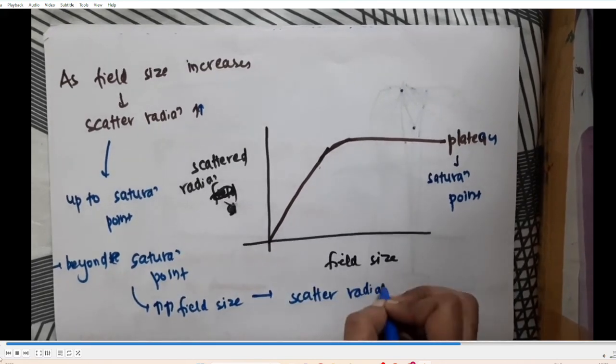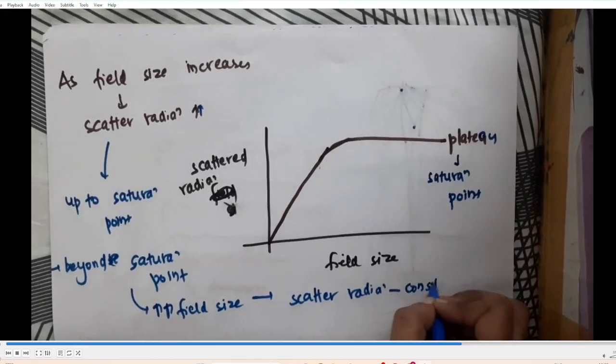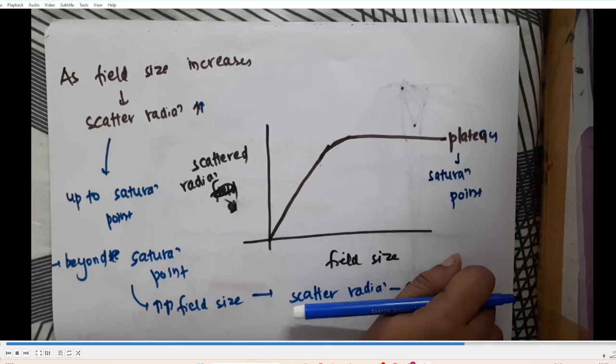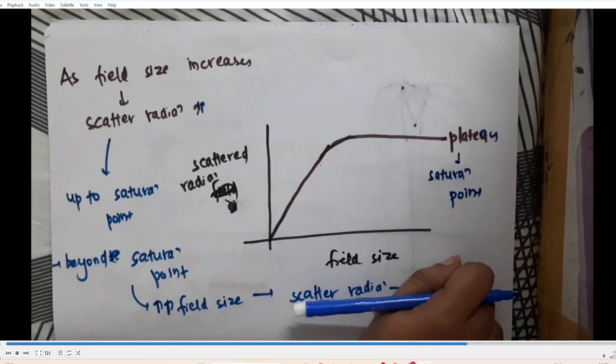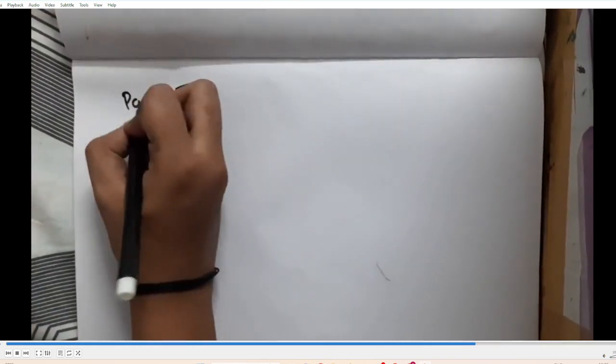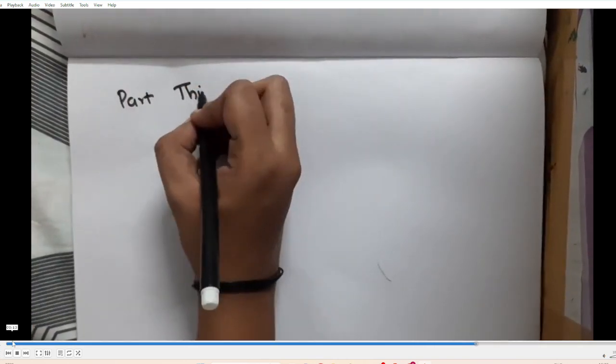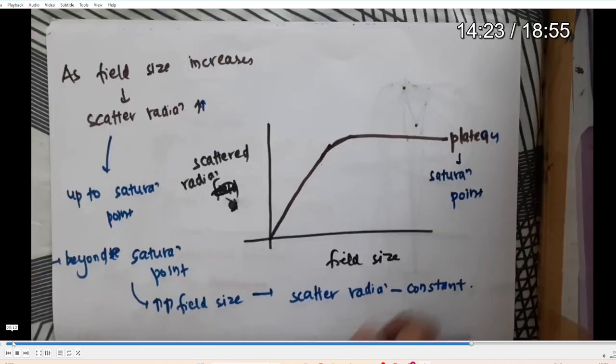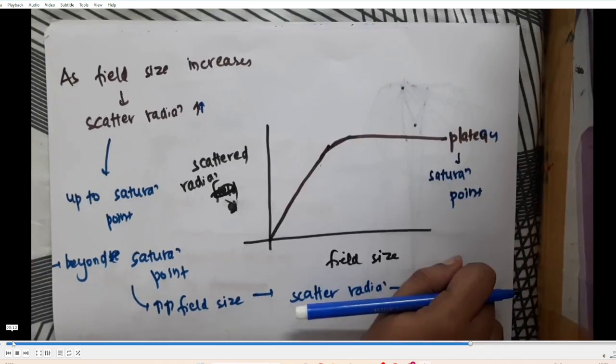Beyond the saturation point, further increase in field size does not change the quantity of scattered radiation reaching the film. So the quantity of scattered radiation remains constant. The total number of scattered photons increases, but the number that reaches any particular point on the film will be constant.